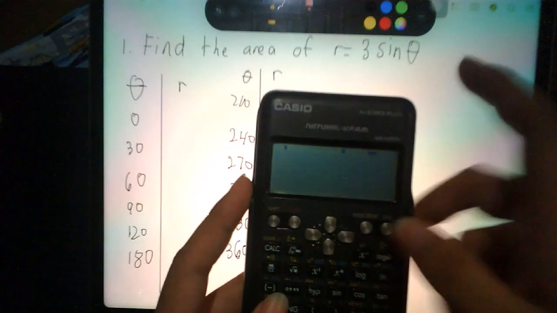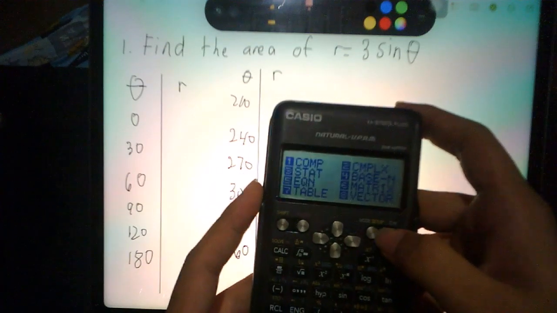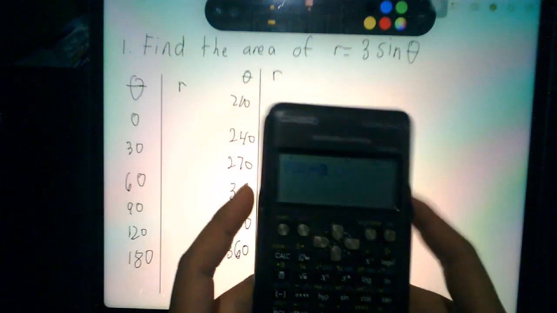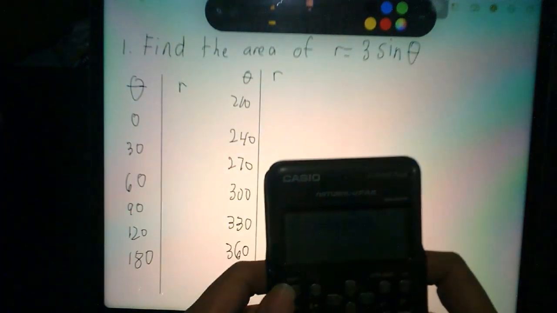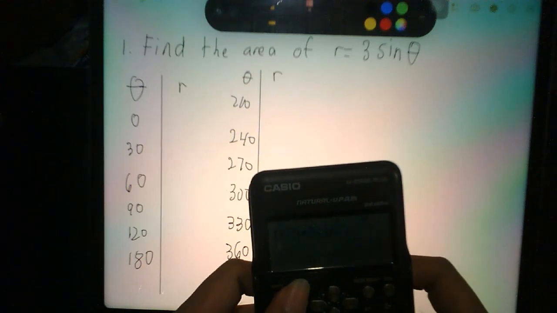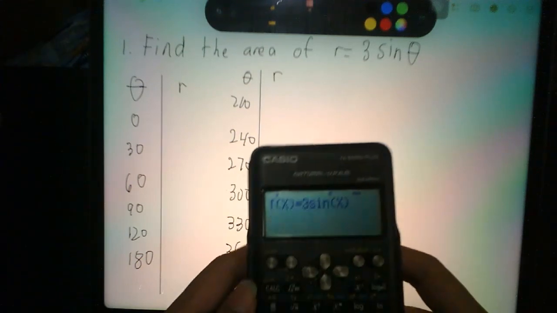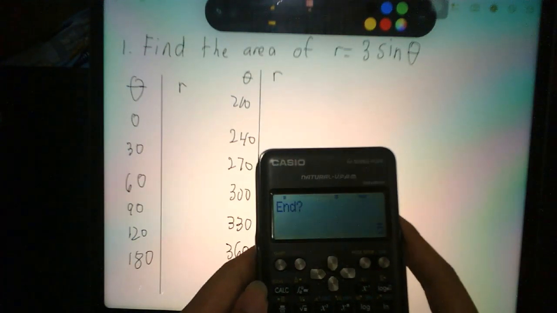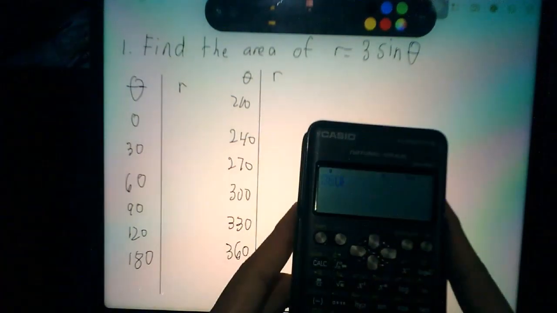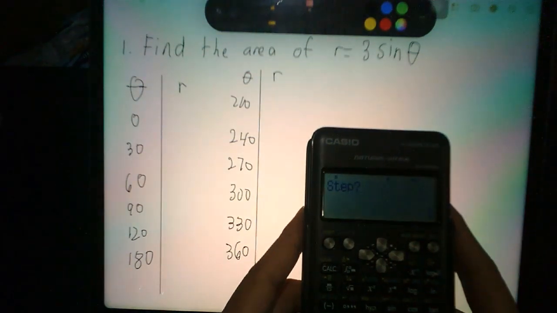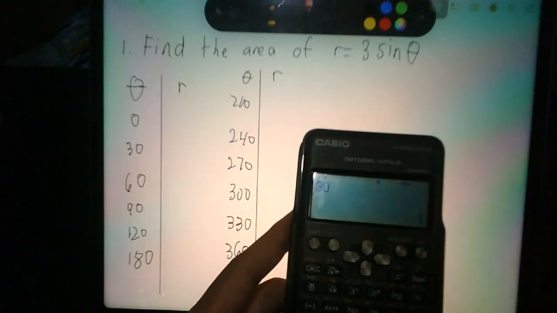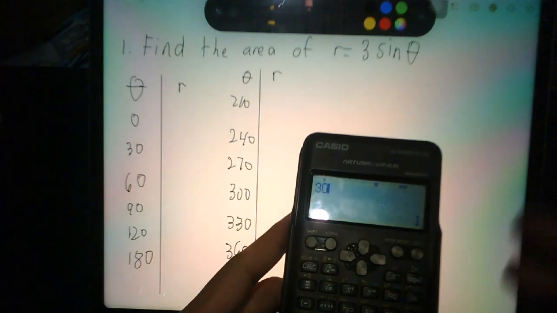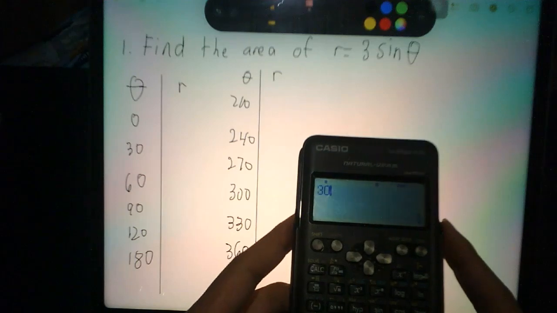Now here is the comp, so we must put the values in a table. So f of x here is just equal to 3 sine x. We start with 0 and end with 360, and the step is just 30, because our angles come from 0 to 30, 60 to 90. So the common difference is 30. So let's put 30 here.